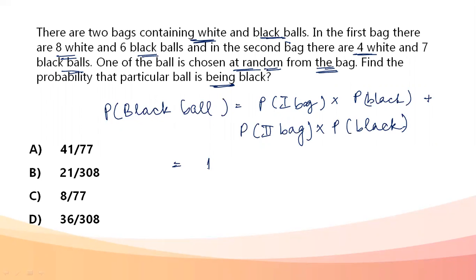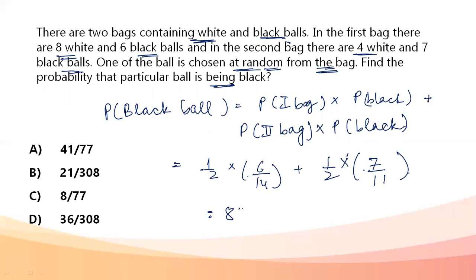So selection of first bag becomes 1 by 2. 1 by 2 into probability of getting a black from the first bag becomes 6 by 14, plus 1 by 2 is probability of selecting the second bag. Black from the second becomes 7 by 11. When we do this, it comes out to be 82 upon 154, reducing becomes 41 upon 77. My answer is option A.